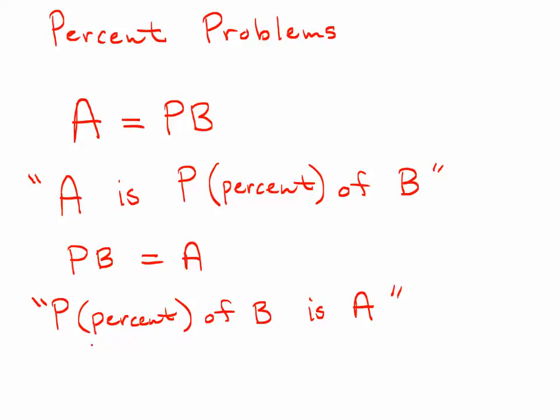The other way to write it in English is some percent of B is equal to A. And if it's this way, it's sort of like the backwards form. So it's PB equal to A. And all percent problems are going to work exactly the same way here. You've got to just know these two formulas. Go for it.